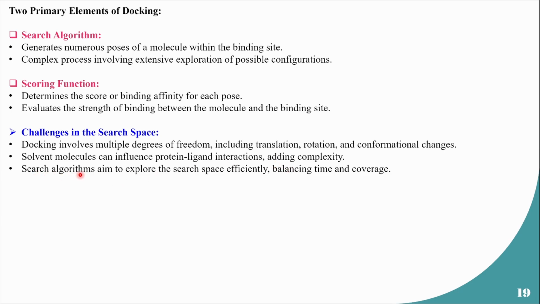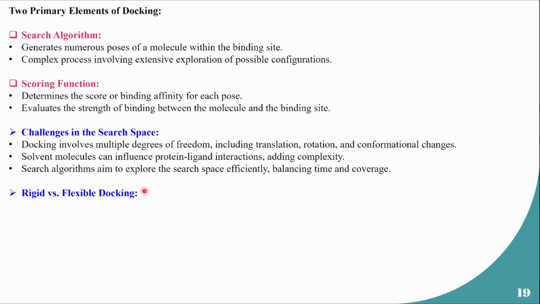So the search algorithms try to explore the search space, but in a more efficient way, where the time and the coverage of the conformation space are considered together. These two are taken in a balance, right? So those are the challenges in the search space.